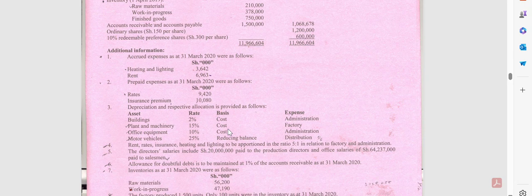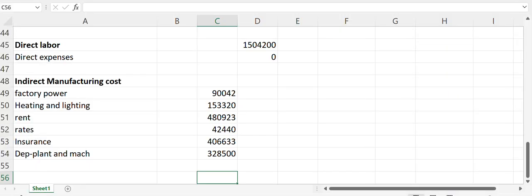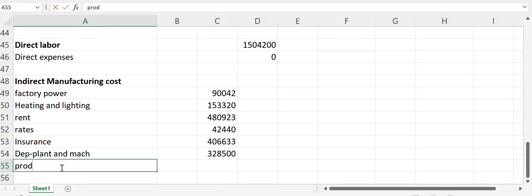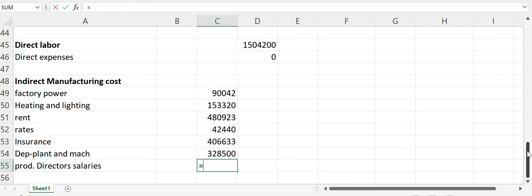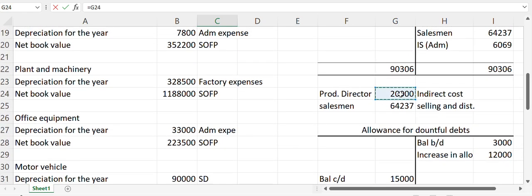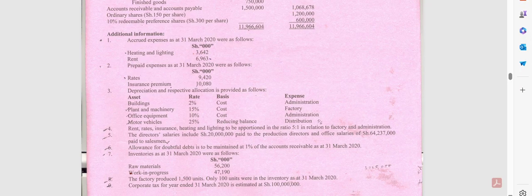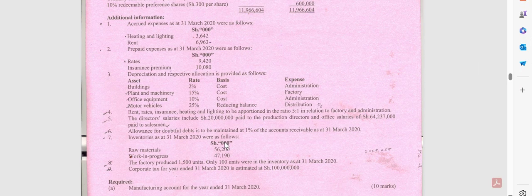Any other thing? There were these issues to do with the directors. The production director's salary is supposed to be under this. We had done that. It is somewhere here. Yes, this one was 20,000. Is there any other thing that's supposed to go to the factory that is in the additional information?